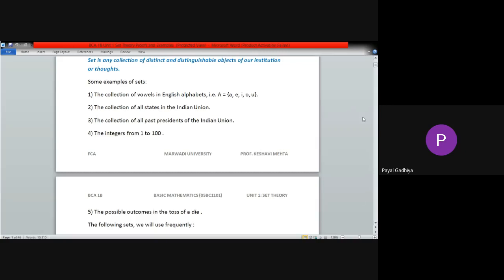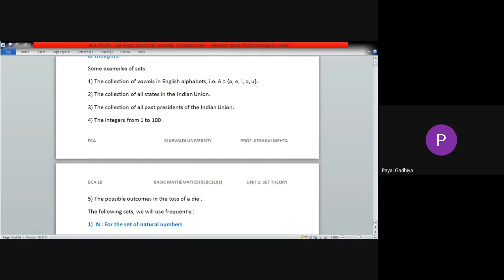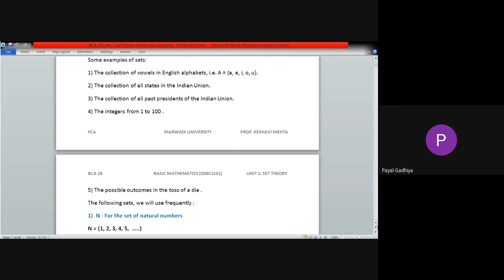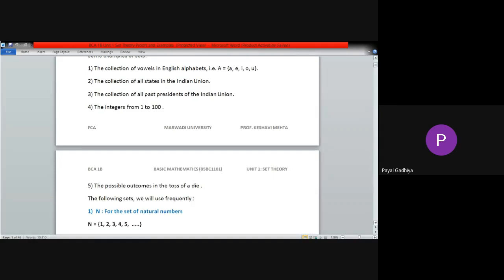Yes, this is how you can represent a set. Now these are very familiar sets which we are using frequently whenever we are talking about sets.